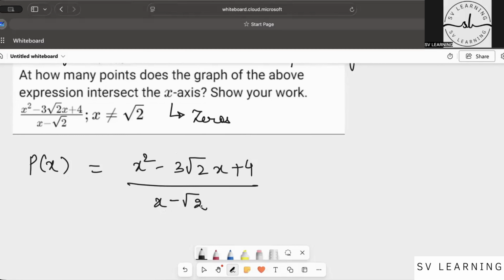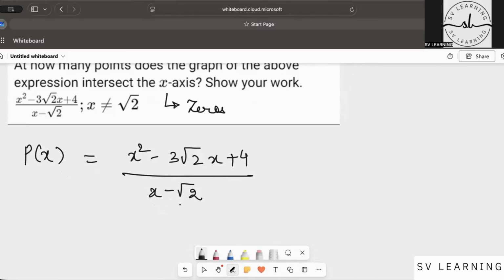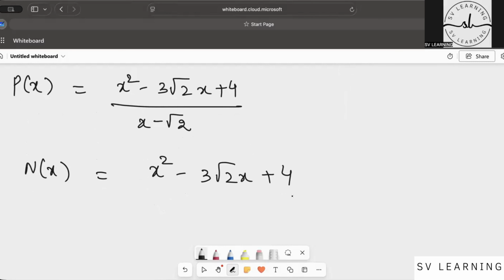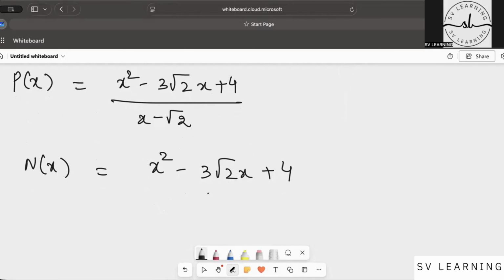The way to simplify this could be to get rid of this denominator, which can be simplified by taking the expression of the numerator, x square minus 3 root 2x plus 4. And if somehow I can factorize this or middle term split this, and see if I can further simplify my numerator and denominator.